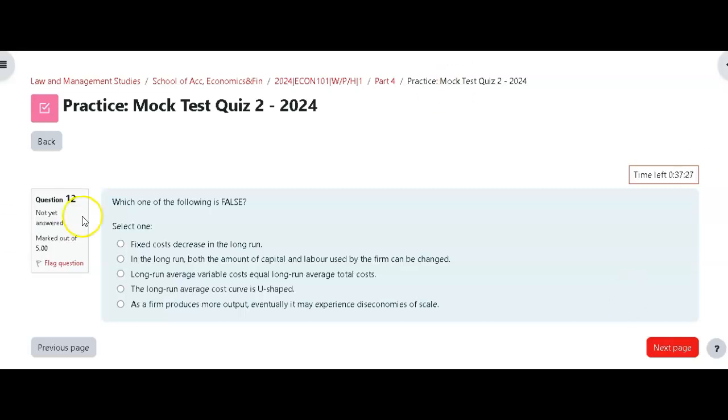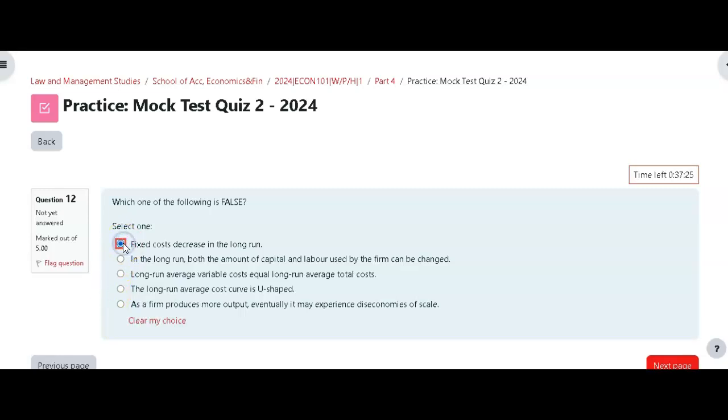Straight away I'll say fixed cost decrease in the long run, right? Because think about it. Make an example in your head. Rent, for example. In the long run, your business is going to become bigger and bigger and bigger. You will need more property. You will need more electricity. You will need more rent. Because now you're making more buildings, you need more property. So it increases fixed cost. So this is false, straight away.